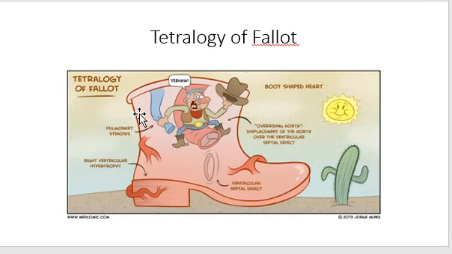So tetralogy of Fallot is what we call a boot-shaped heart: pulmonary stenosis, right ventricular hypertrophy, ventricular septal defect, and an overriding aorta. And that's basically the displacement of the aorta over the ventricular septal defect. That's a nice little picture. I call it the boot-shaped heart.